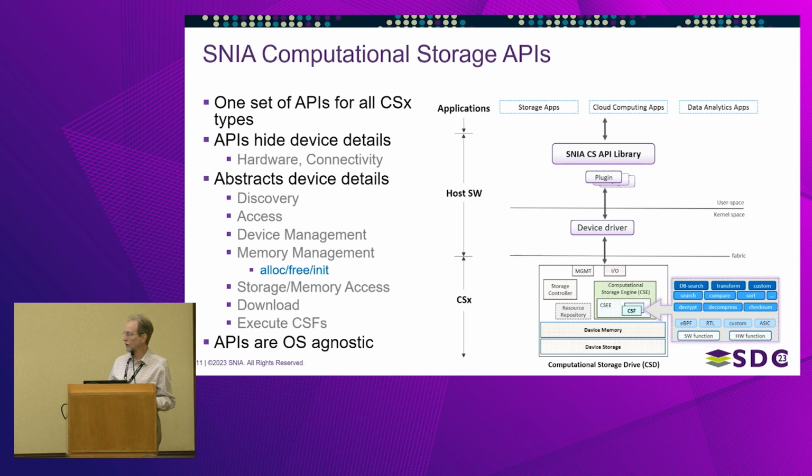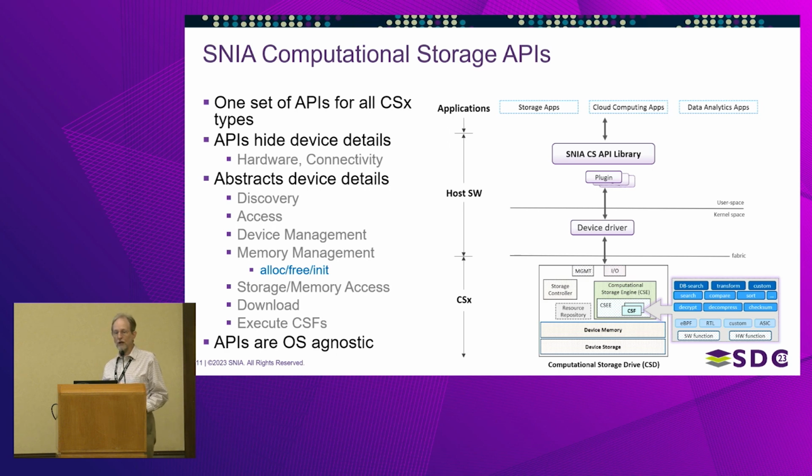So with that, I want to just briefly give you an idea of what we've done with the API. As Jason noted earlier, we have version 0.9 is out for public review. And we are in membership vote and hope to close membership vote shortly. And at that point in time, go to a version 1.0. But the API is a set of APIs for all CSX types. In other words, this is an API that works whether it's a CSP, a CSD, or a CSA.